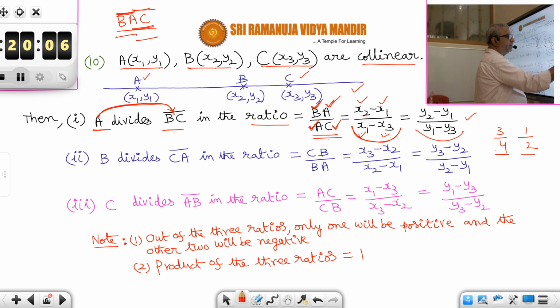But where is the mistake here? I am saying that you can use either x coordinates or y coordinates. That means you should get the same ratio, but you are getting a different ratio, so where does the mistake lie? If the two ratios are not equal, it means that the 3 points are not collinear, so they are not in a straight line. The question itself is wrong.